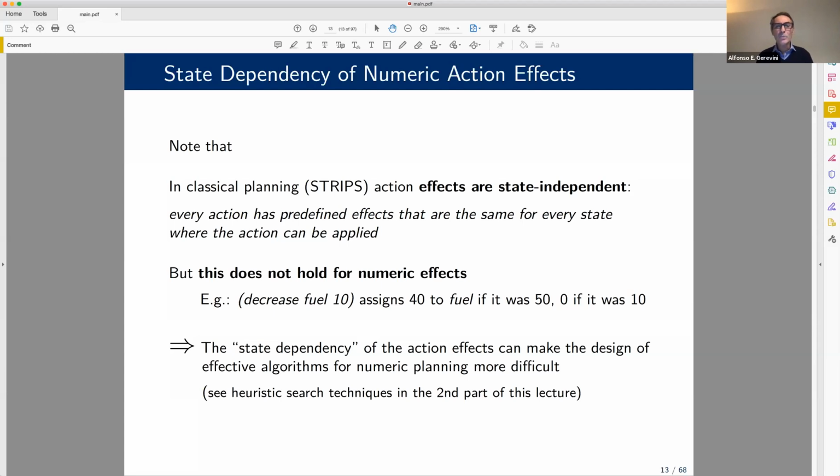So I point this out because this difference can make the design of the algorithms for planning in the numeric context more difficult than in the propositional case. And we will get back to this in the second part of the talk.